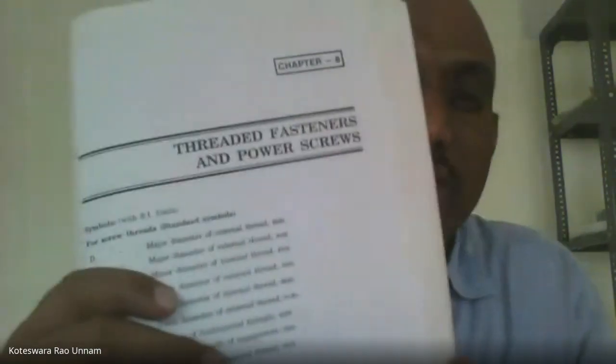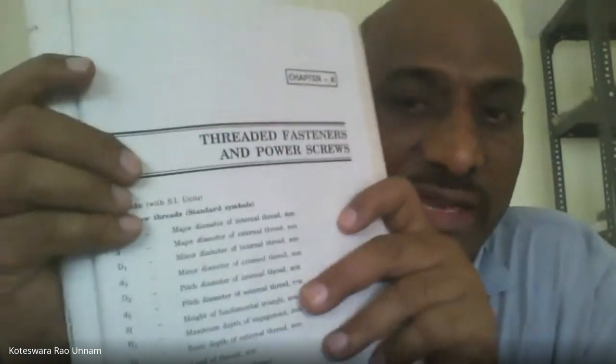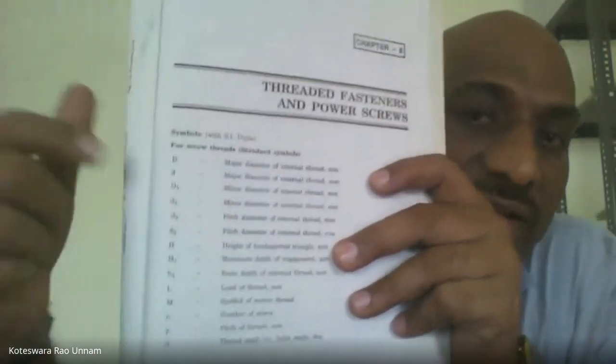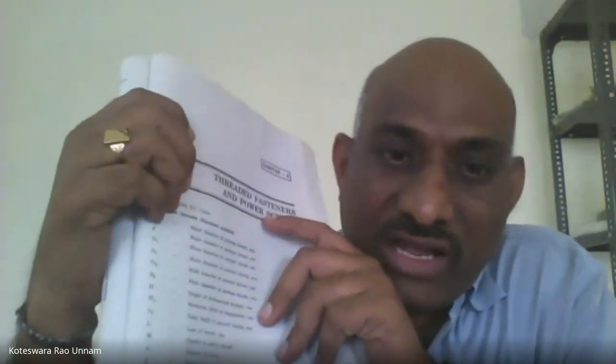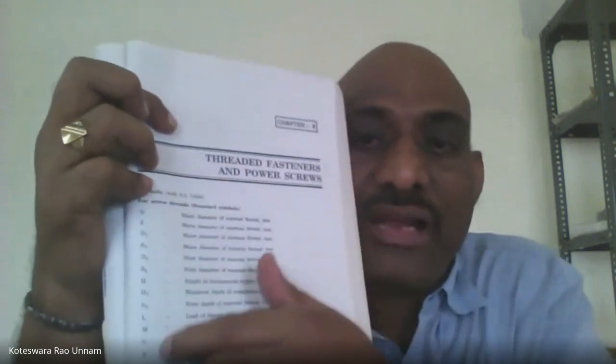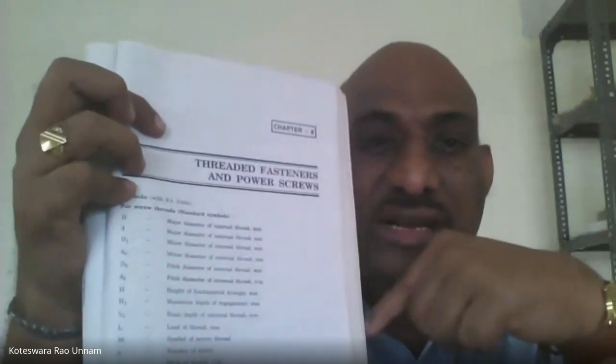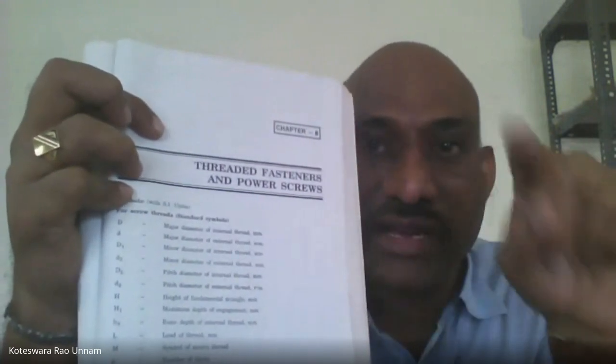Then coming to the starting phase of this topic, that is chapter 8, threaded fasteners and power screws. Of course, power screws are not in our syllabus. Maybe in DMM 2 it is there, but here power screws are not there. So once you have a data book with you, the first thing you need to do is, at the beginning of the chapter, he has given all the terminology. That is important. You need to first go through the terminology. Then only can you understand the formulas inside the topic very easily.